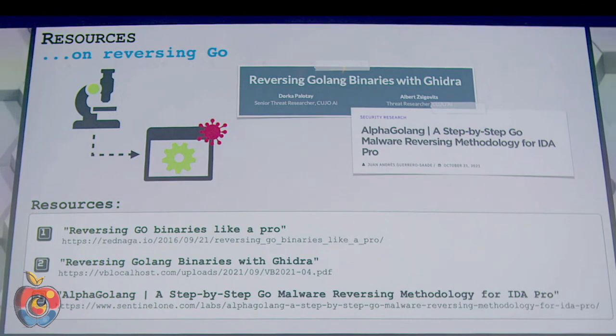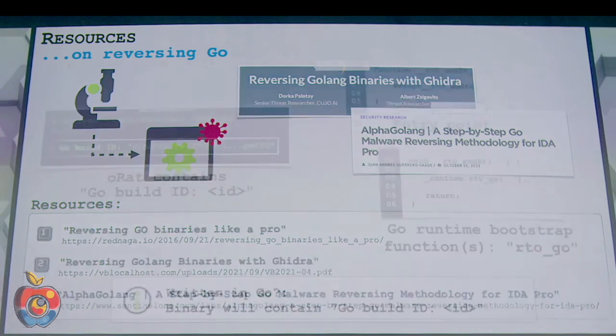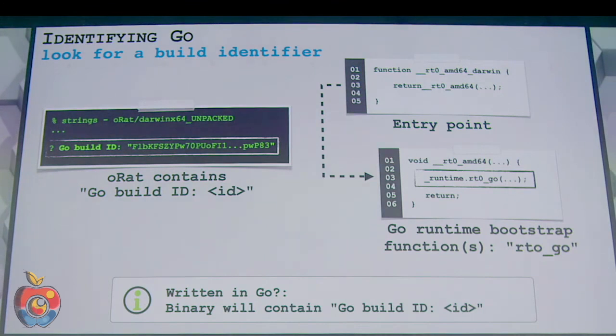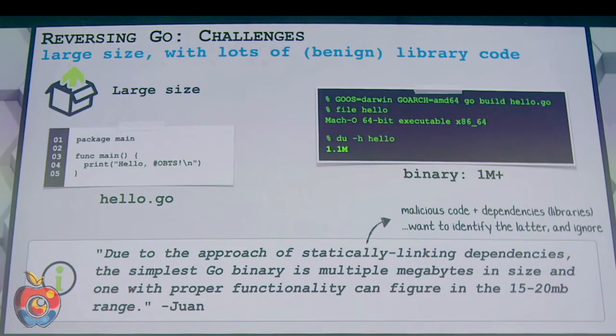Good news is there are some great resources. If you're new to reverse engineering Go, which I was, I found these very useful. So first off, you might be wondering, how do we know that a binary is compiled from Go source code? Turns out it's pretty easy. There's going to be a Go build ID embedded in the binary. So if you run the strings command, once it's been unpacked, you will see that. Also, if you throw the binary in a disassembler or decompiler, you will see that near its entry point, it calls into various Go runtime bootstrap functions.